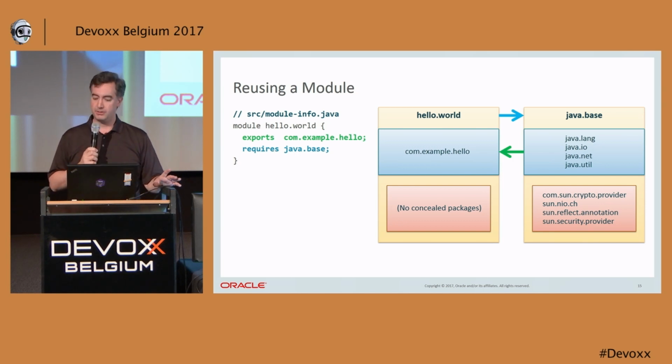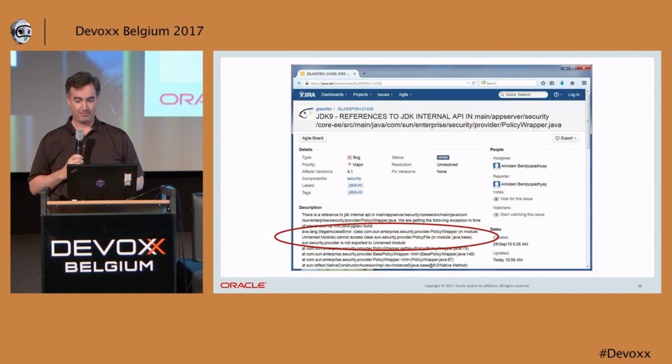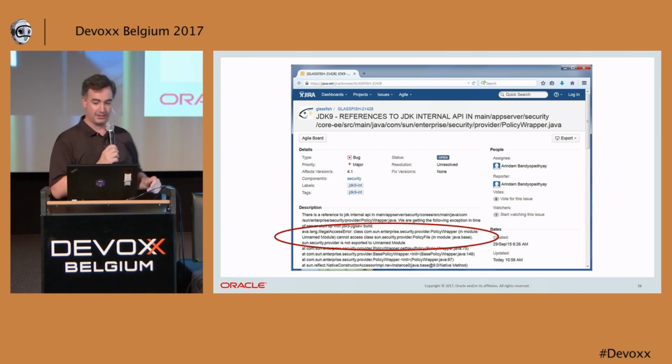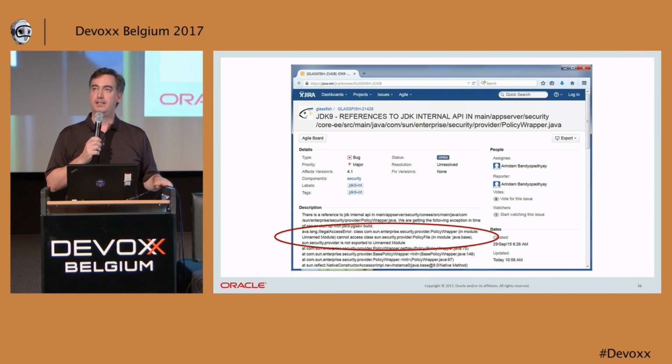What happens if code in the hello.world module tries to import any of the packages concealed by Java Base, such as sun.security.provider, in red? Here's an example of some code that did that, GlassFish 4.1. It, at the time of slide manufacture, didn't run on JDK 9 because the JVM throws an IllegalAccessError. The error message is, you can read it because it's big, class com.sun.enterprise.security.provider.PolicyWrapper in module unnamed module, don't worry about that, cannot access class sun.security.provider.PolicyFile in module java.base.